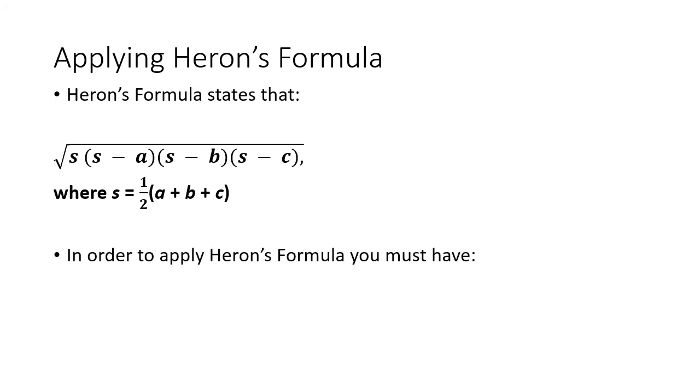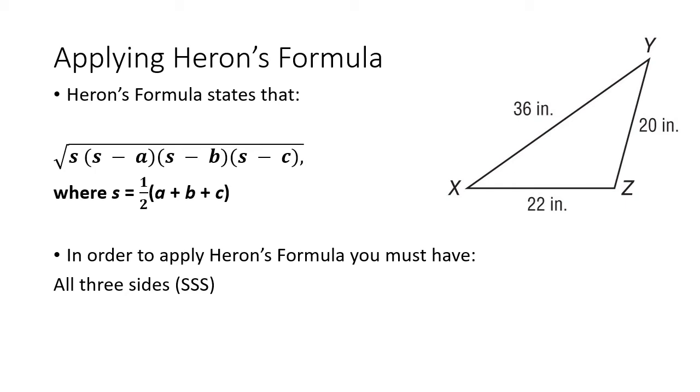In order to apply Heron's formula, you must have all three sides. So either you're given all three sides or you can solve for all three sides. Either way, if you're going to use Heron's formula, you have to have all three sides to start off. Here's an example of a triangle with all three sides. Let's find the area.